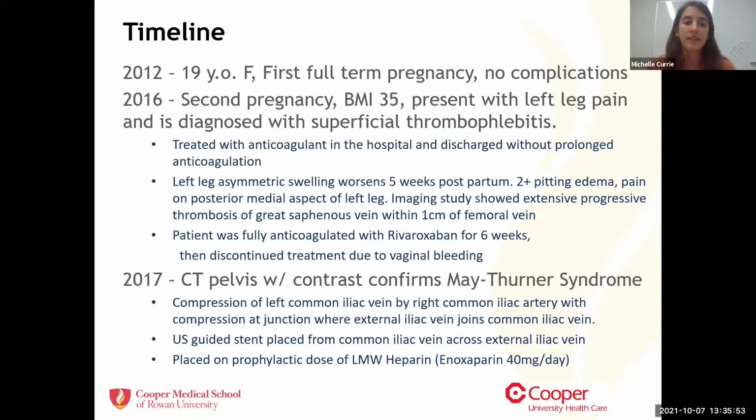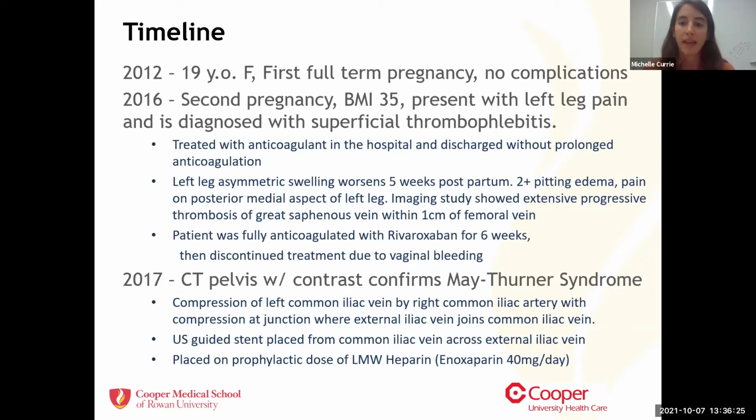Then in 2016, she became pregnant for the second time, and she presented with left leg pain and was diagnosed with superficial thrombophlebitis. She was treated with anticoagulant in the hospital, and then she was discharged without prolonged anticoagulation. Also to note at this time, her BMI was 35, which we're assuming is an increase from her first pregnancy in 2012.